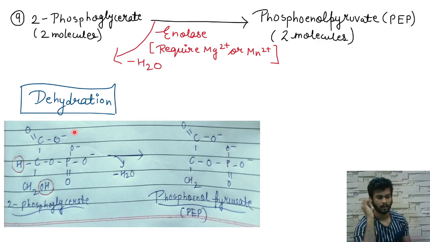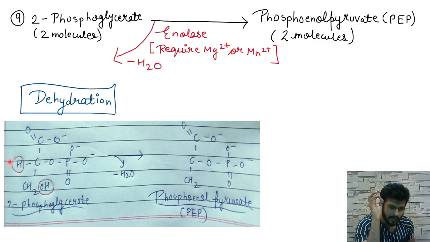Okay, 2-phosphoglycerate. From 2-phosphoglycerate, there will be removal of H2O. So OH will get removed from the third carbon and H will be removed from the second carbon. The structure which is left behind is this. As it is, you have to write. You will get the structure of phosphoenol pyruvate. Again, you don't have to remember the phosphoenol pyruvate structure separately.